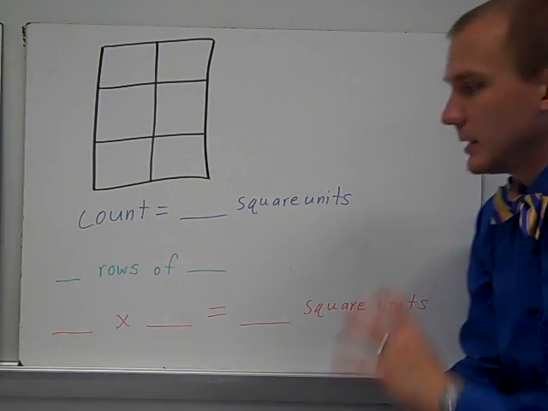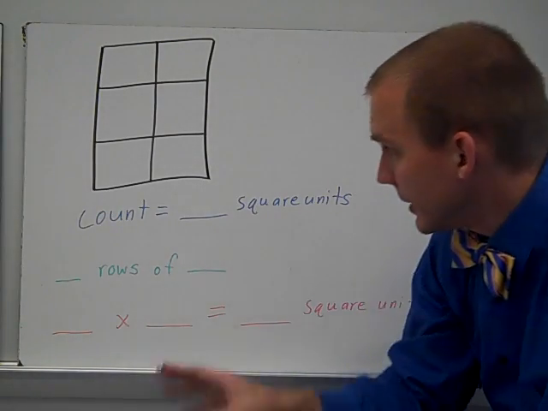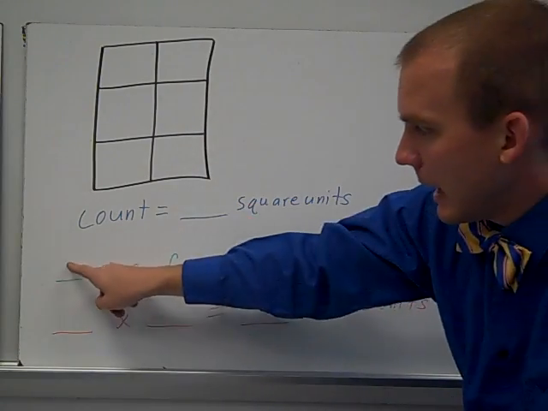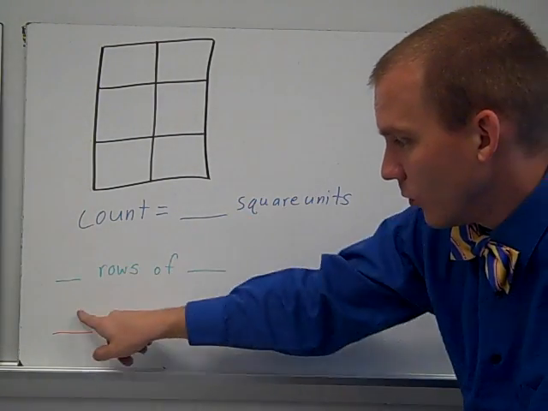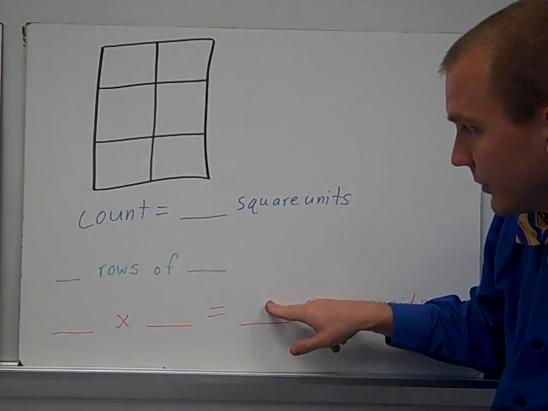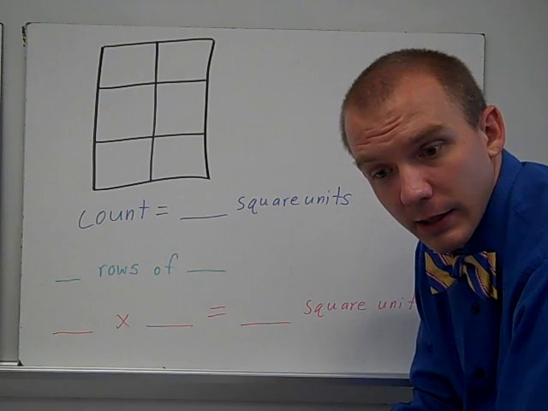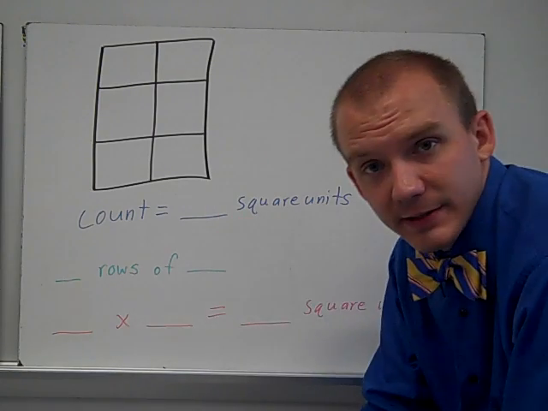Let's try this together. Go ahead and take a look at the shape. Count it up, how many square units, how many rows of how many, and what times what equals the number of square units. Keep in mind your count and this should be the same. Pause the video and try this one. Then hit play and I'll go through and fill in the blanks and discuss it.